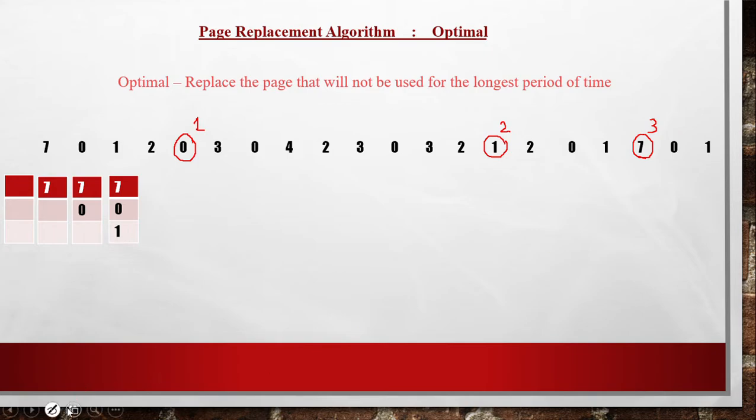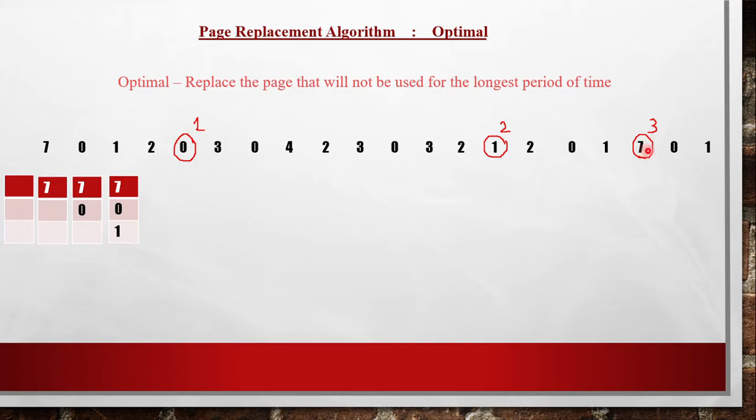So what will happen is 7 will be replaced. We can easily understand. See here, 0 will be used in near future. After that, 1 will be used. Next, after the longest period of time, which one is going to be used?